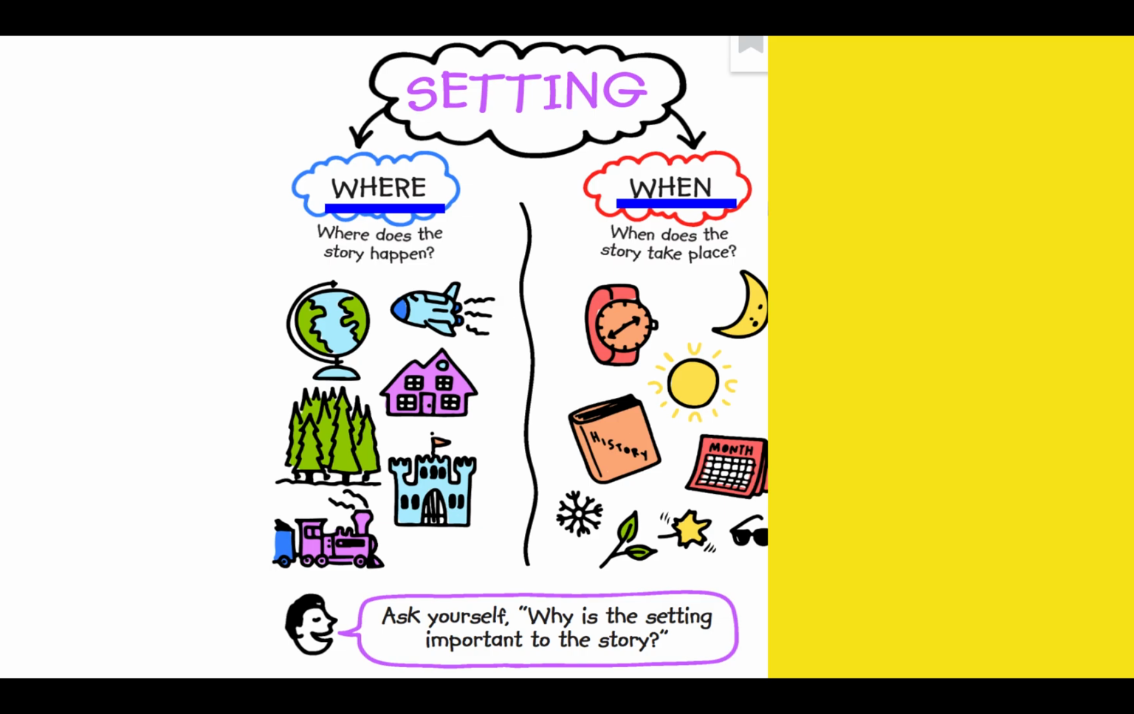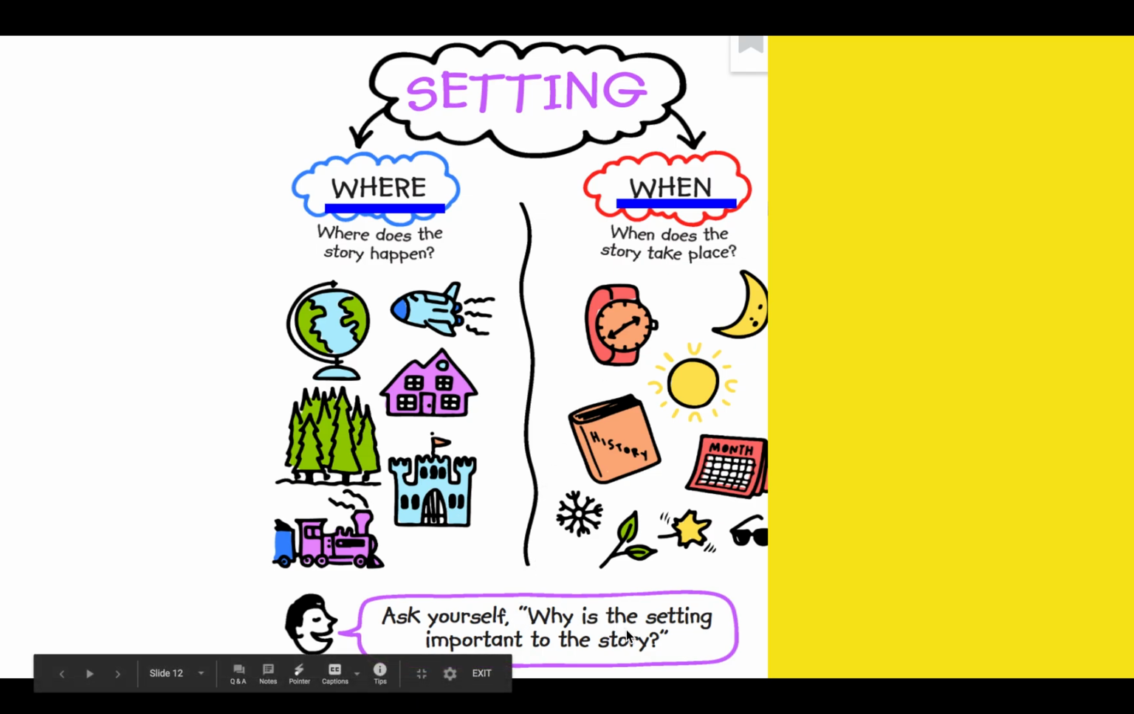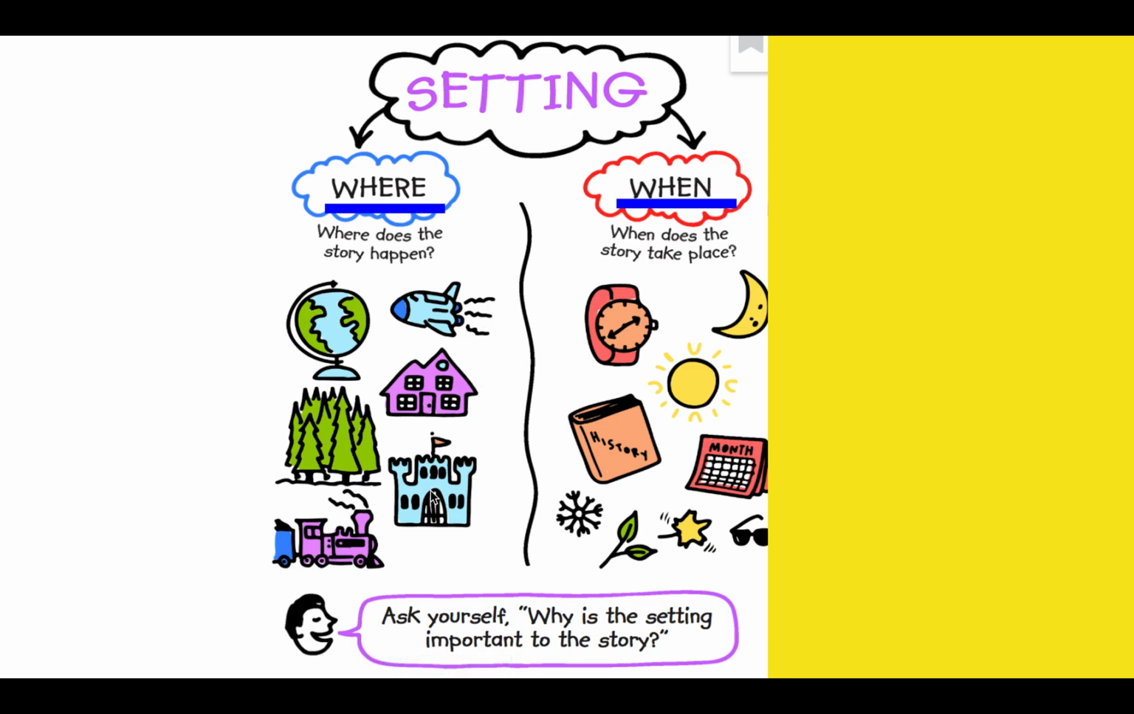So another story element is a setting. That is where does the story happen, and when does the story take place? You have to ask yourself as a good reader, why is the setting important to the story? So for the where, that's the location. We have the woods, we have a castle, a spaceship. When, the time of day, like at night, back in time in history, the month, the season.